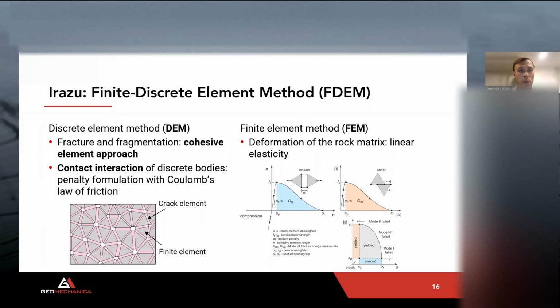A slide here trying to summarize a bit how the numerical method works. As I said, it is a combined finite and discrete element approach. The DEM part, or the discrete element part, allows us to capture fracture and fragmentation, and more specifically, it does so by using what is called a cohesive element approach, where dedicated crack elements are inserted at the interface between the finite elements, and those are the elements that can yield and then fail, and therefore model crack nucleation and growth, both mode 1, so tensile mode, as well as mode 2 or shearing mode.